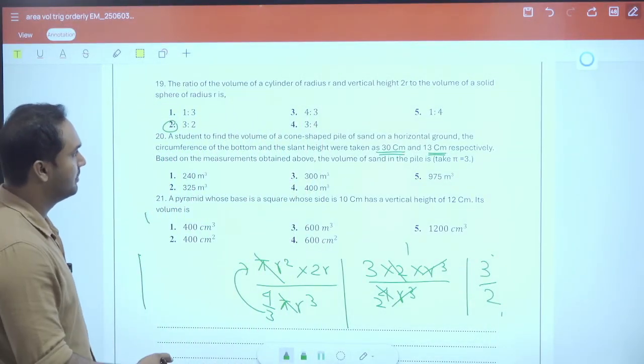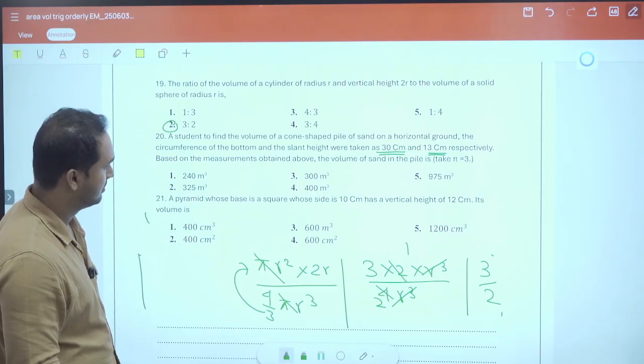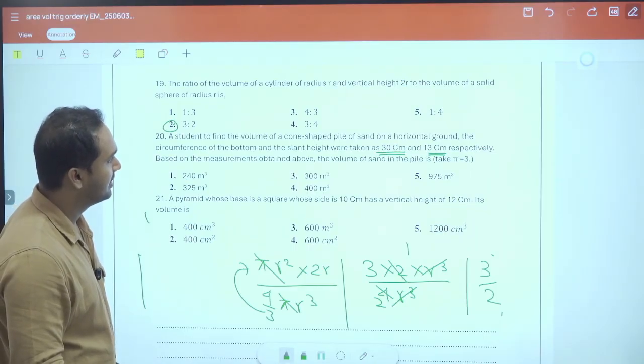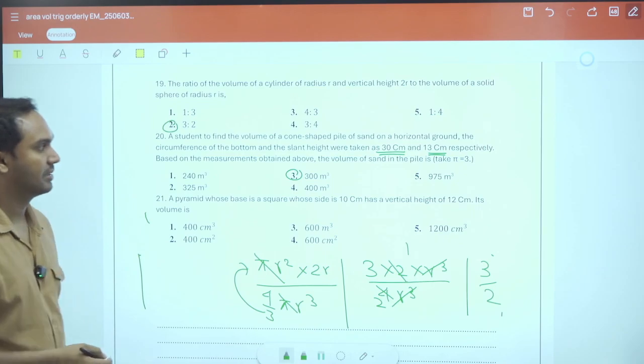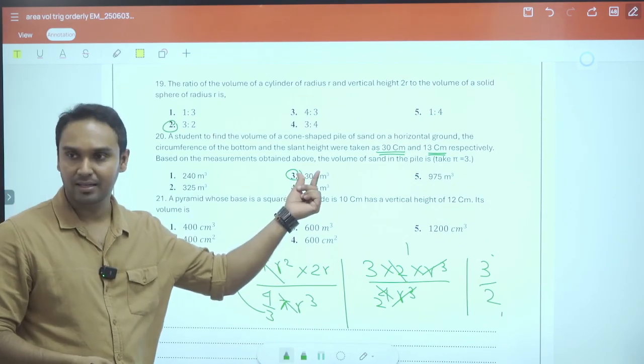300 cubic centimeters. So the answer is there in meters now. It should be corrected as cubic centimeters, but the 300 is there, so no worries.